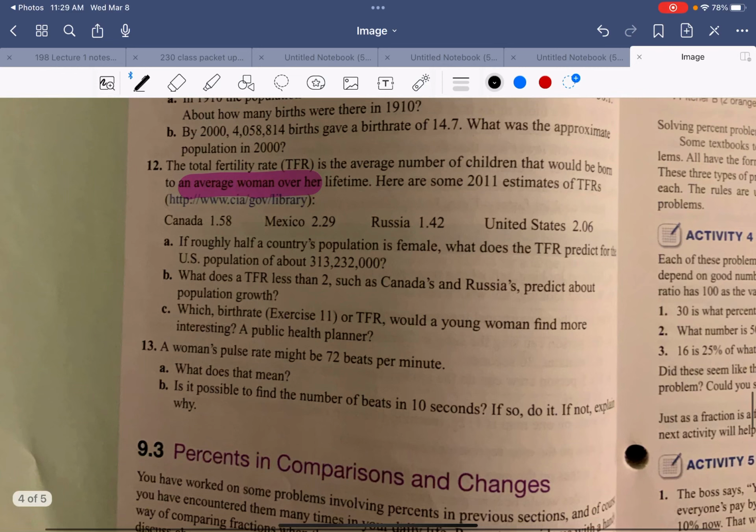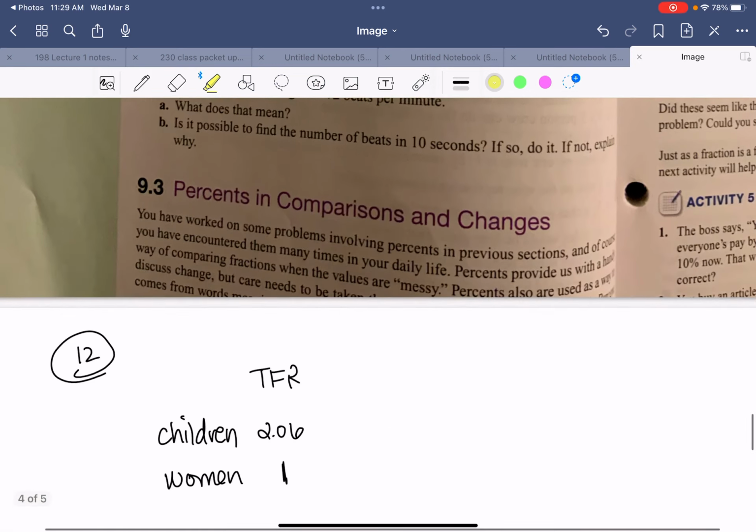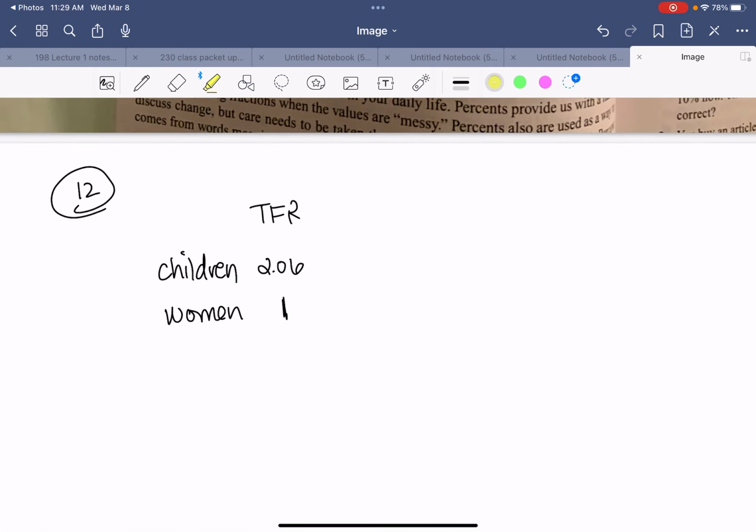Then what they want you to do is, if they're giving you some information about the population of the U.S., what does it predict? Okay, so you have a U.S. population of 313 million-ish. And roughly half of that population is female. So in order to get the number of women in your population, you're going to take half of that number. So if you take 313,232,000 and divide it by 2, one second. It's going to give you, let's see, 156, try that again. 156,616,000 women total in the U.S., right?